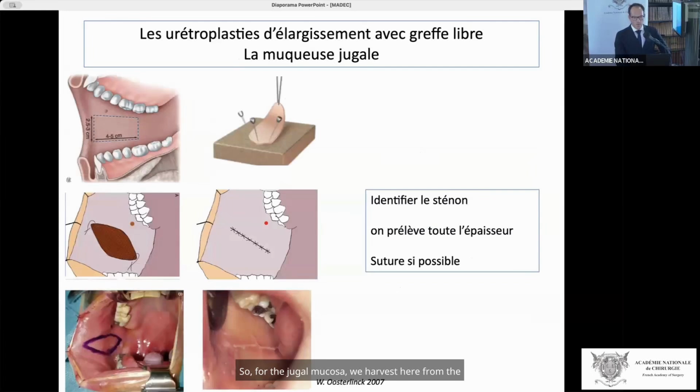So for the jugal mucosa, we harvest here from the inner surface of the cheek, being careful of Stenson's duct. The width is almost always the same. When we want to make 20 French urethras, well, we generally take a width of 2.5 centimeters, and then the length depends on the length of the stricture. Obviously, you can leave it open or closed. I tend to close all surgical areas. I think it's more reasonable. But indeed, some ENT specialists leave it open, or other urological surgeons may leave the area open. In any case, it heals without much difficulty.